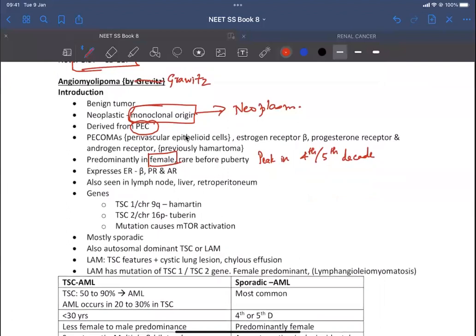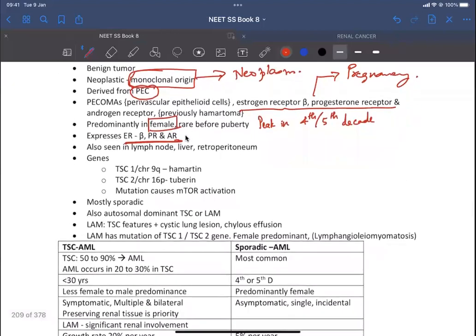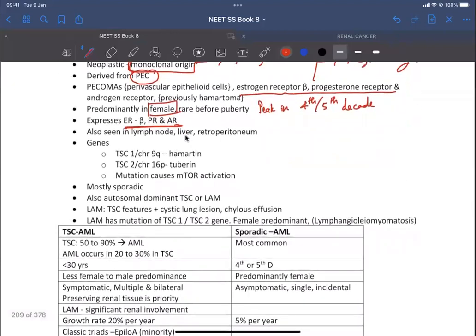And it's got estrogen and progesterone receptors, so hence pregnancy can cause some unwanted changes in these tumors. More common in females, usually in the 4th and 5th decade. So what are the genetics of this? It is most commonly associated with tuberous sclerosis.